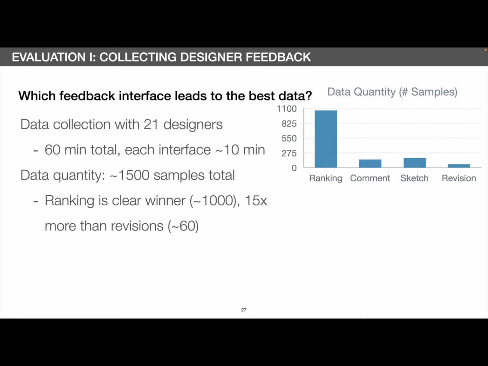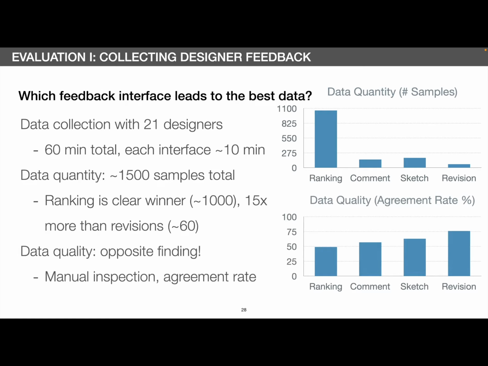In terms of data quantity, across all conditions, we had 1,500 samples, and 1,000 of those was from ranking, so that was definitely a majority. And this makes sense because you can click A or B very quickly compared to actually performing those revisions.